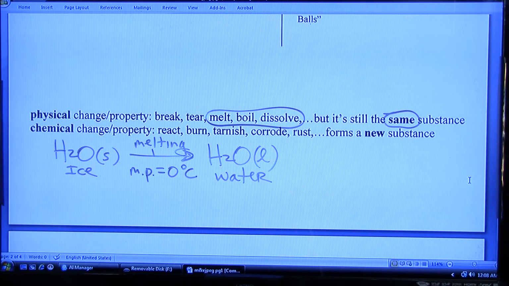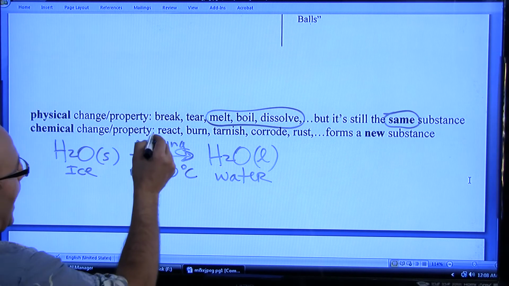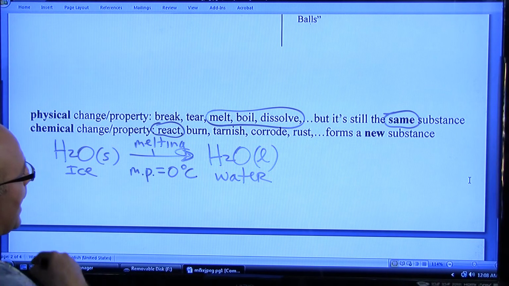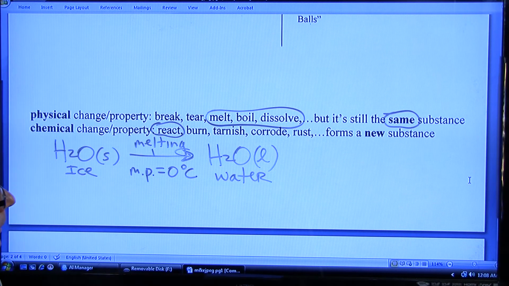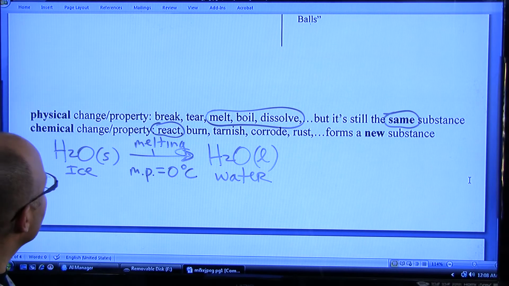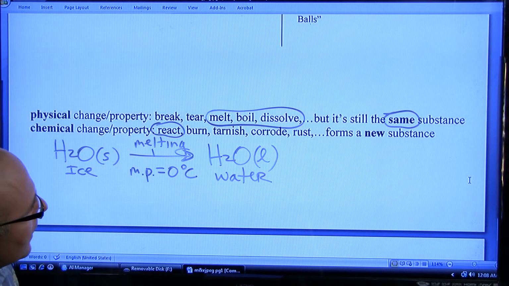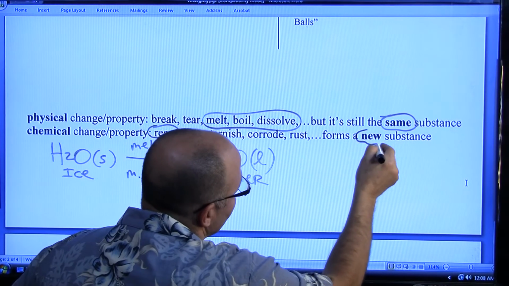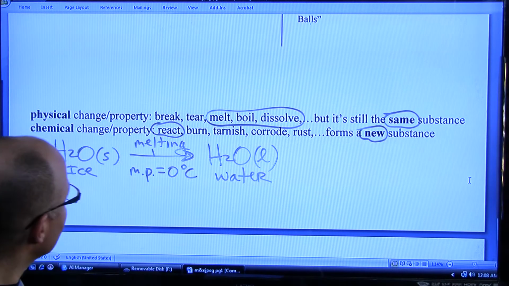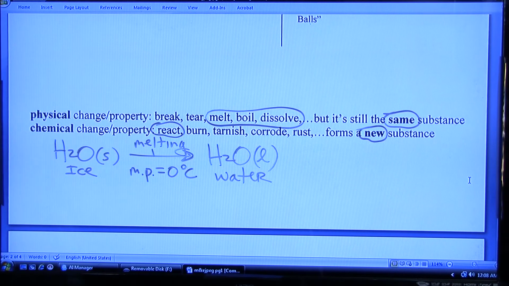Now, as far as a chemical change or a property, some key words you ought to note is react. When you react something, when you chemically combine something, because you're forming new substances, you have a chemical change. Other key words, burn, tarnish, corrode, rust. In each of these cases, you're forming a new substance or substances, and hence you've tested a chemical property.